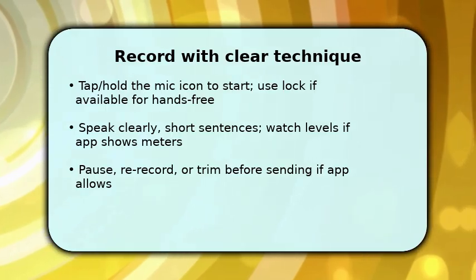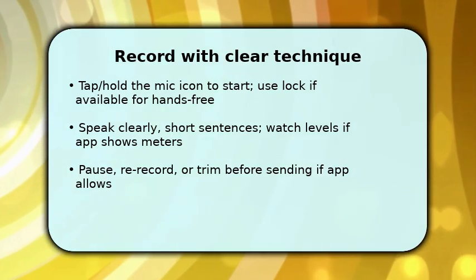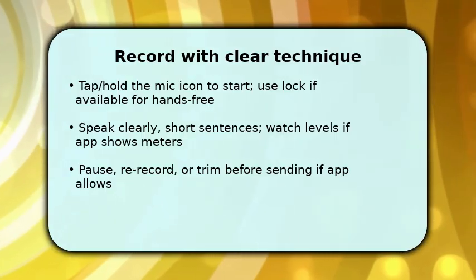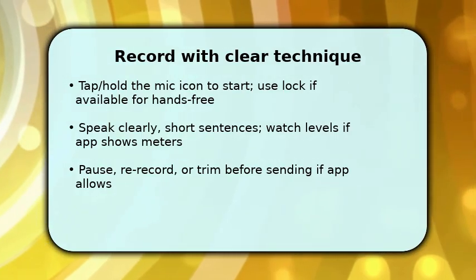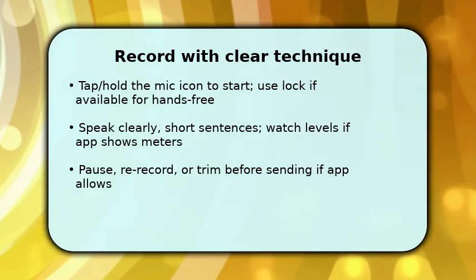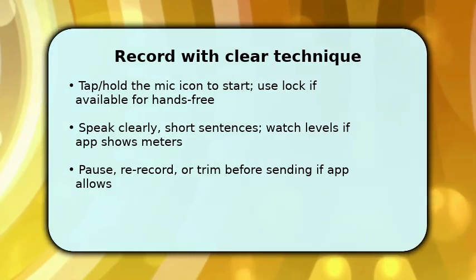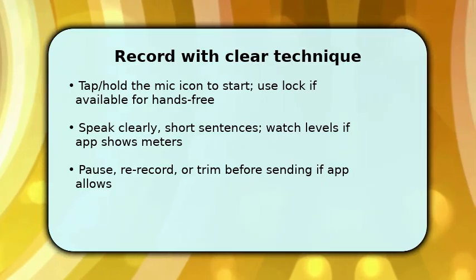Speak in short, conversational sentences and keep a steady distance from the mic so your levels stay consistent. Many apps show a level meter. Use it to avoid clipping. If you need more time, pause briefly between thoughts instead of rushing.